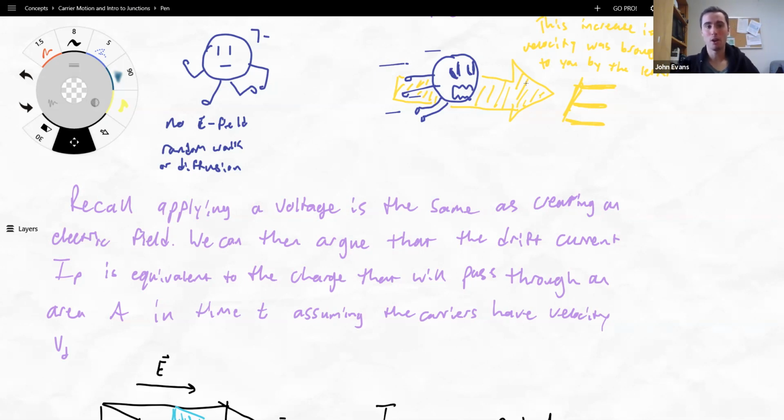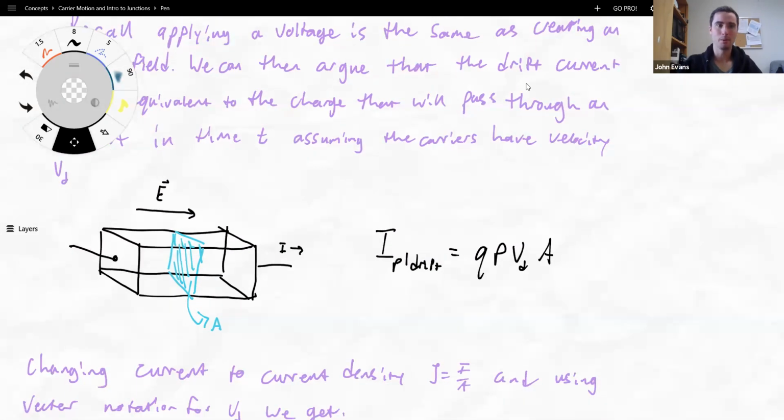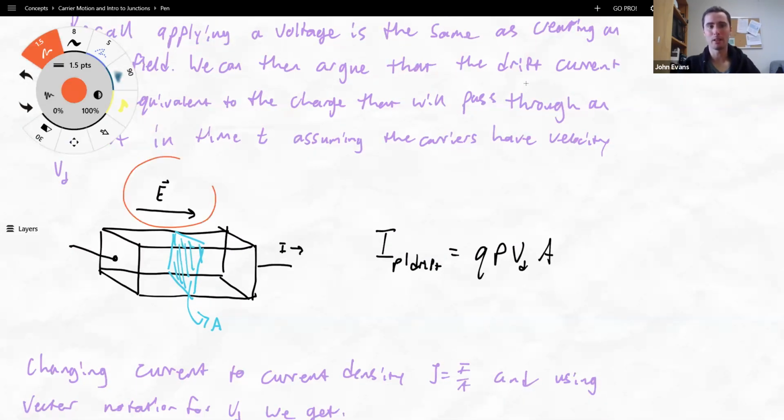Then we could argue that the drift current is equivalent to the charge that will pass through a given area A, just like we said before, in the given time t, assuming that the carriers have a given velocity, which we're going to say is Vd, or the drift velocity. So we have a similar setup as before, but now we have an electric field. We have our same sliver of area A, and we're going to say the current is equivalent to the fundamental charge, right? Because we have to convert from that.